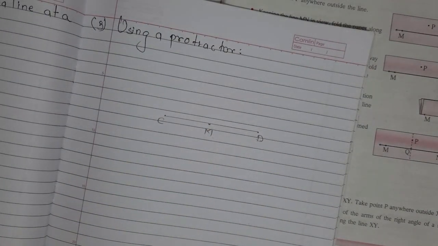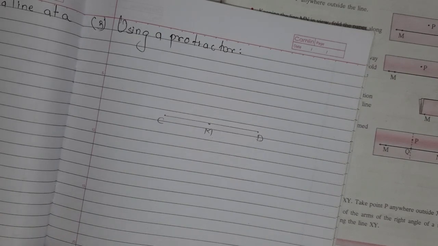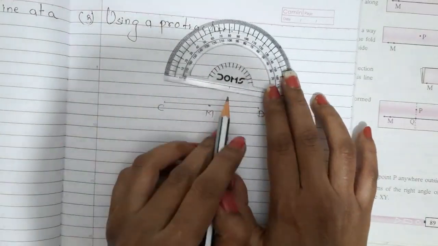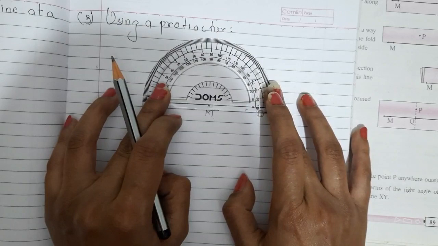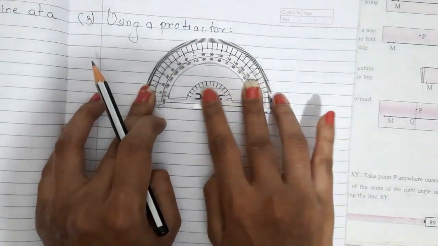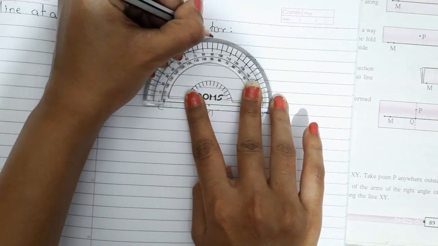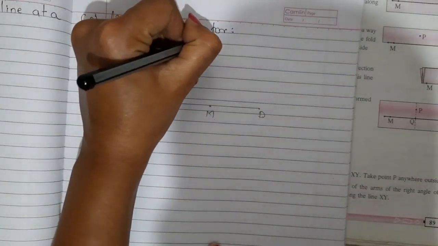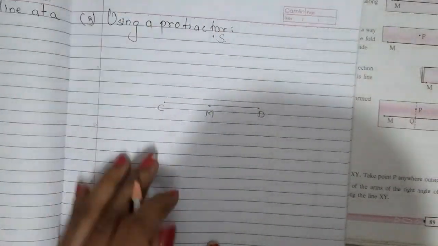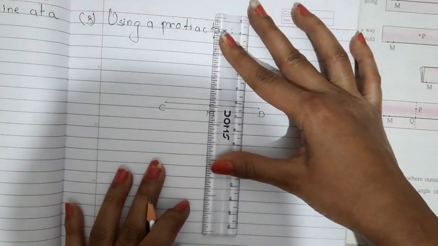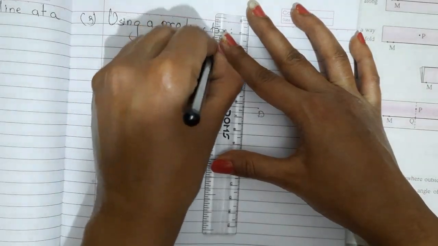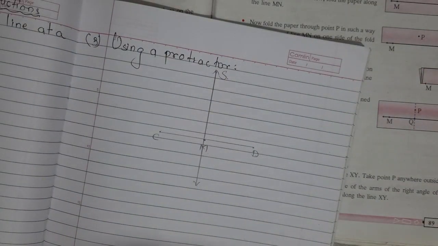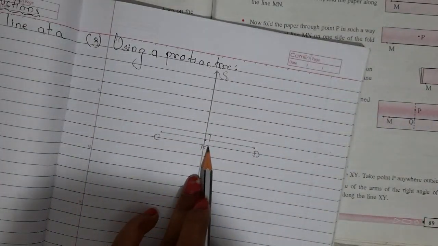Now with the help of a protractor, you have to keep the center of the protractor at point M, and you have to mark the angle of 90 degrees like this. And then you can name it as S, and you have to join point S and point M. Okay. So it forms the angle of 90 degrees.